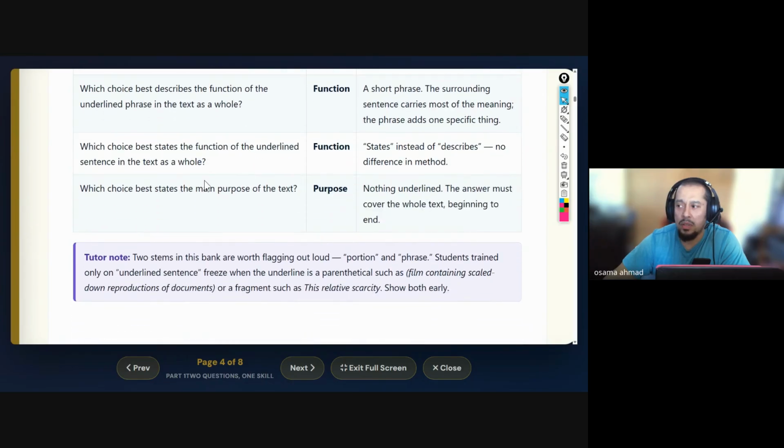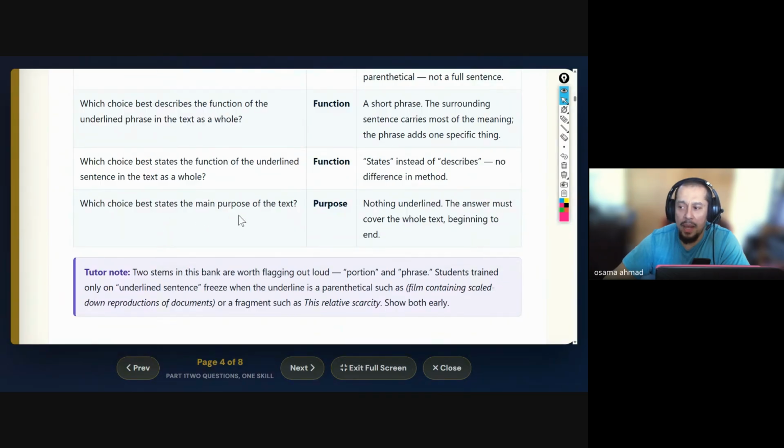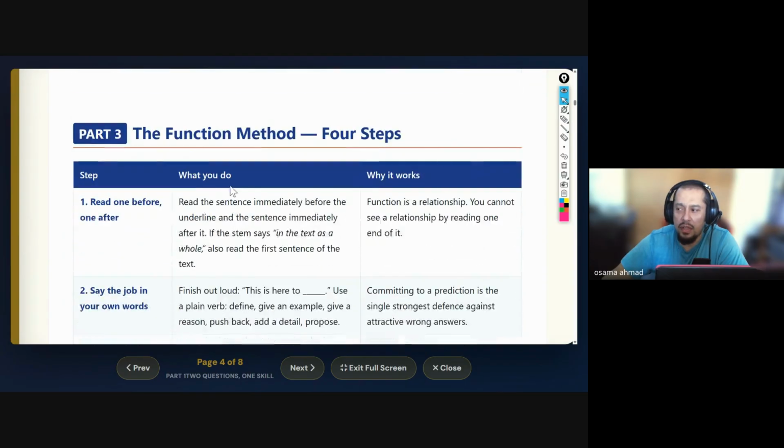And then you have purpose. Right? What is the main purpose of the text? ما فيش حاجه underline يديك الباسج كلها. احنا لازم نسأل نفسنا الباسج ده كلها مكتوبه ليه؟ Right? التكست كلها مكتوبه ليه؟ So notice there's slight differences there.